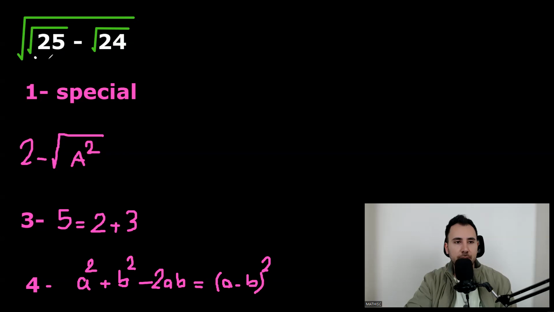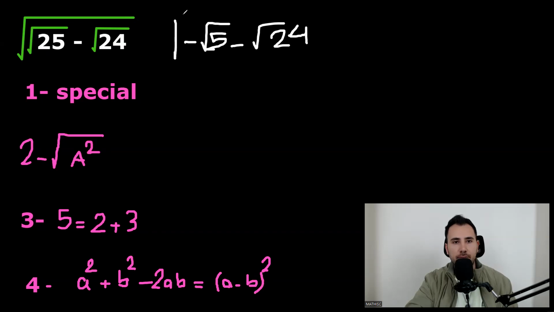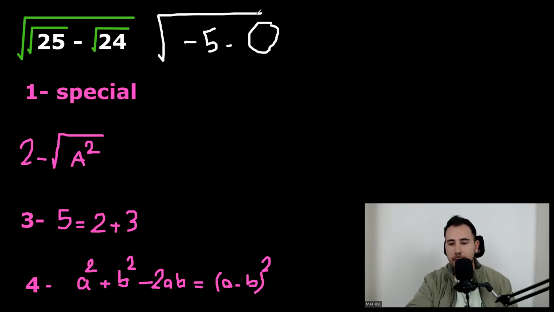Square root of 25 could be positive or negative 5. Can I write negative 5 minus the square root of 24, and then all of it is under a square root? Can I write it like this? Sorry, like negative 5 minus something negative, and then a square. Can I do that? Of course not. So for that reason, I'm only going to accept positive 5.